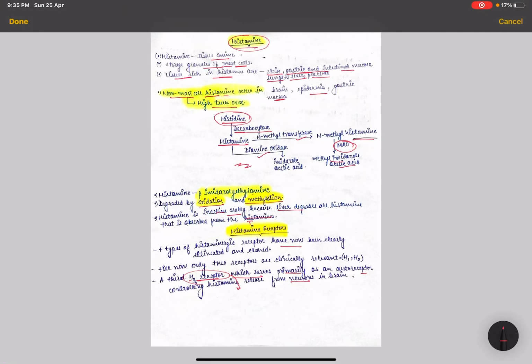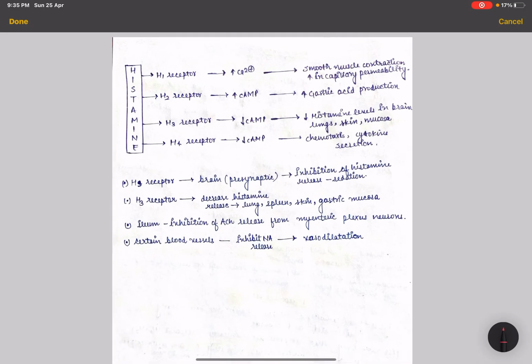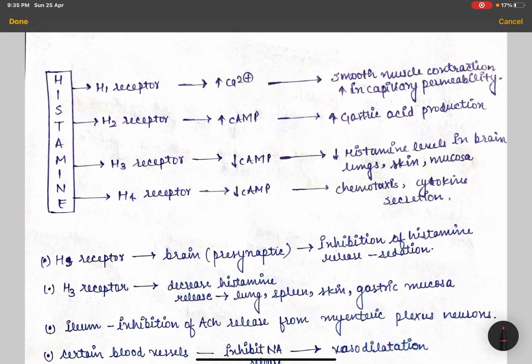So the main action is mostly in neuronal tissue. Let us discuss the receptors in detail. There are four types of receptor we have discussed: H1, H2, H3 and H4. H1 and H2 are clinically relevant. H3 is not that useful clinically because it is an autoreceptor present in the brain. But there is one another type of receptor, the H4 receptor. Molecular cloning revealed yet another type of receptor, the H4 receptor. It was discovered in 2001 and it has considerable likeness to H3 receptors, so they bind many of the H3 ligands.